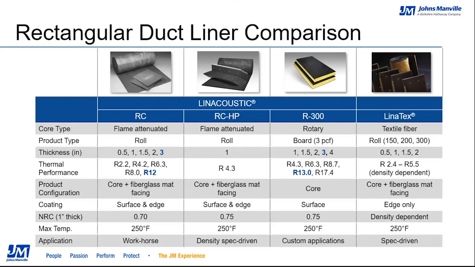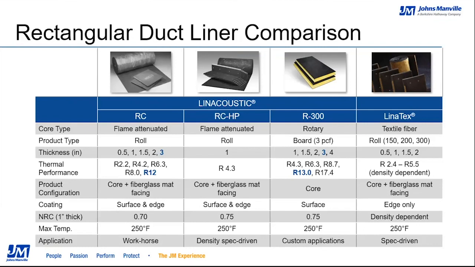And then the last product here is our LINATEX product. It's a long fiber textile product. It comes in a roll form, and this product is where density does come into play. Type 150 is 1.5 pounds. Type 200 is a 2-pound. Type 300 is a 3-pound product.